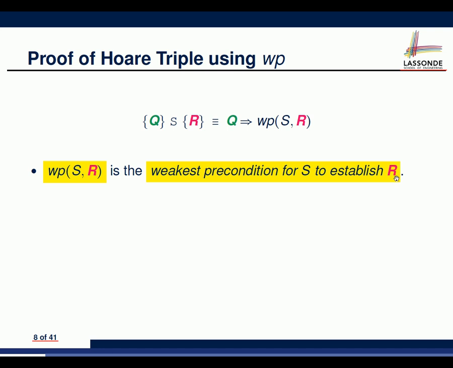If you're given WP, that simply means if your actual precondition Q is no weaker than the weakest, then for you to establish the postcondition R, you're safe. If somehow your precondition is actually weaker than that, then you're in trouble. Let's see an example. I'll show you an example. Let's learn from the example.